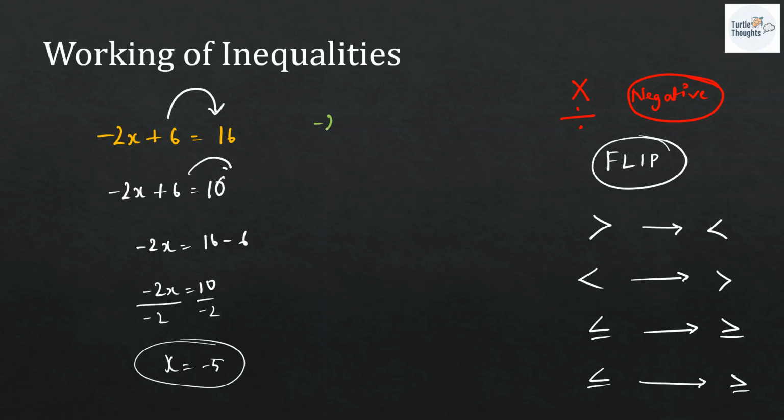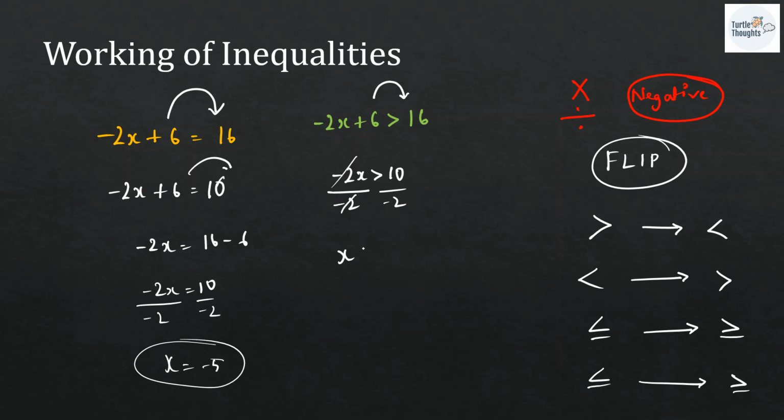Let me start by taking negative 2x plus 6 is greater than 16. Now, in order to solve this, again, the first step remains the same. I should be transferring 6 to the other side. So negative 2x is now greater than 10. Dividing both sides by negative 2, what happens? So these two can be cancelled out. And as of now, I will not flip the inequality and I will show that this is not true.